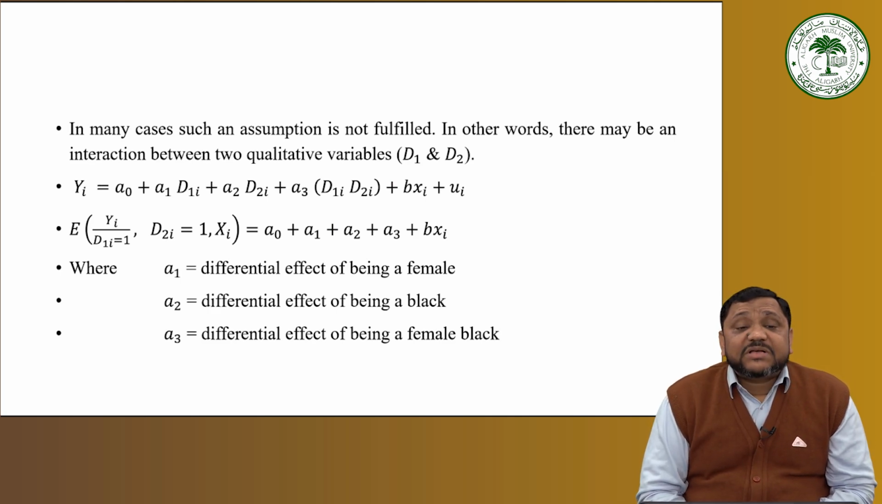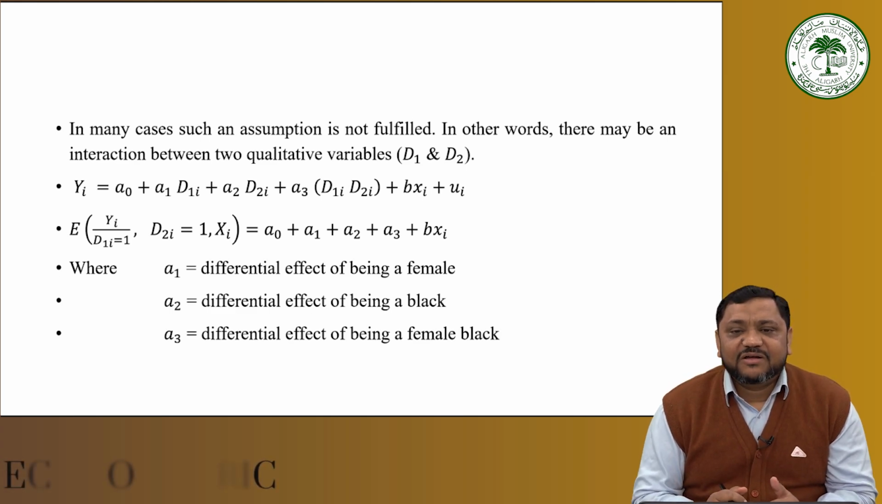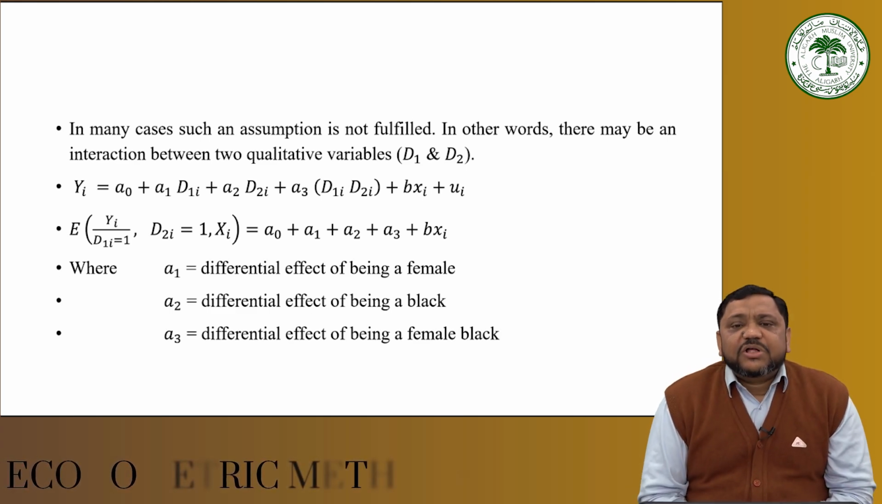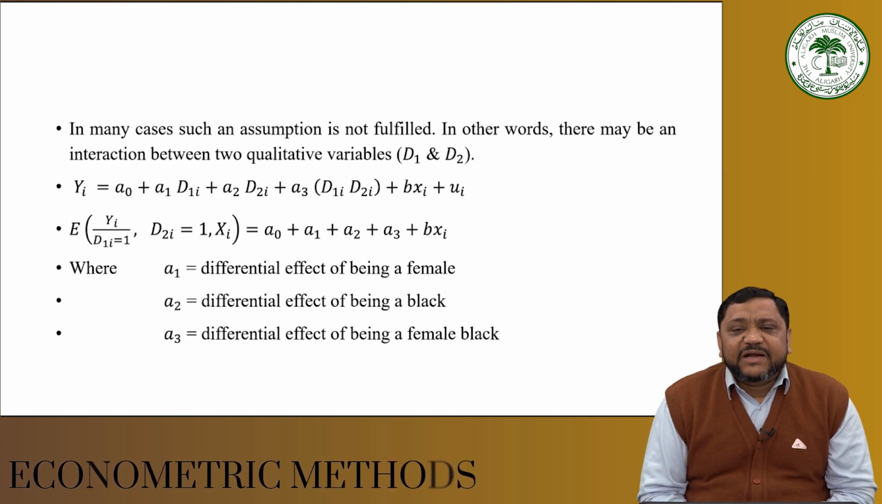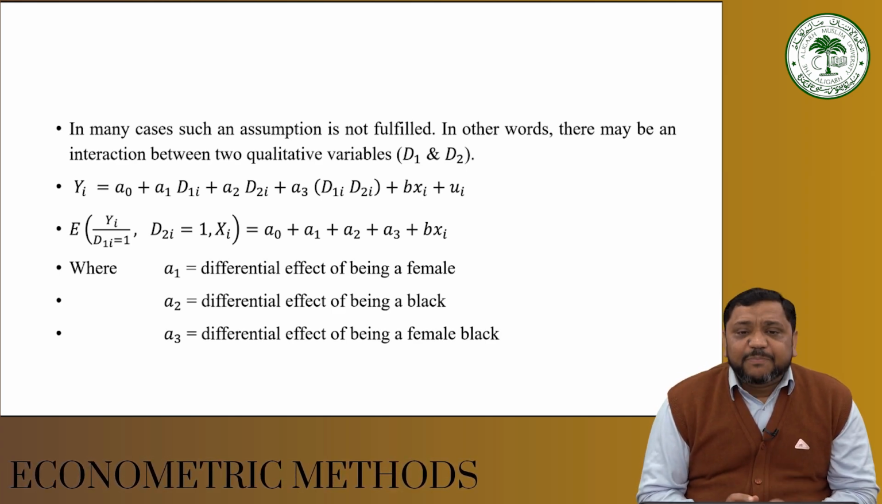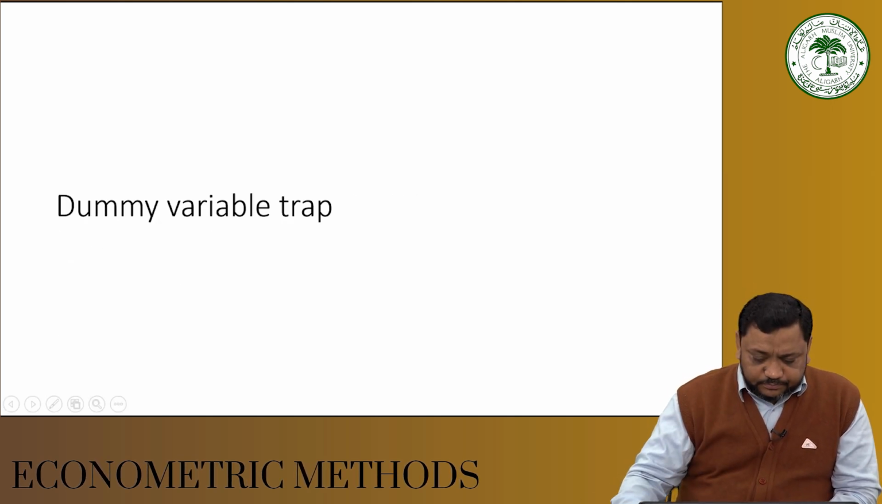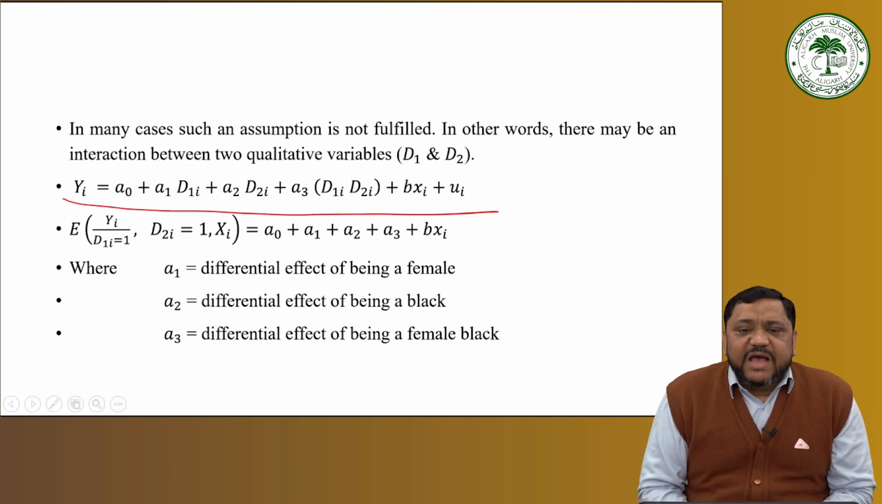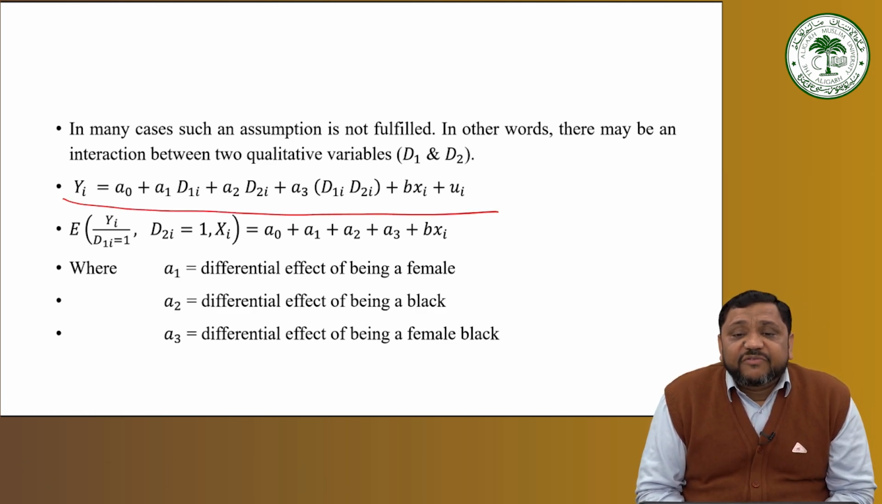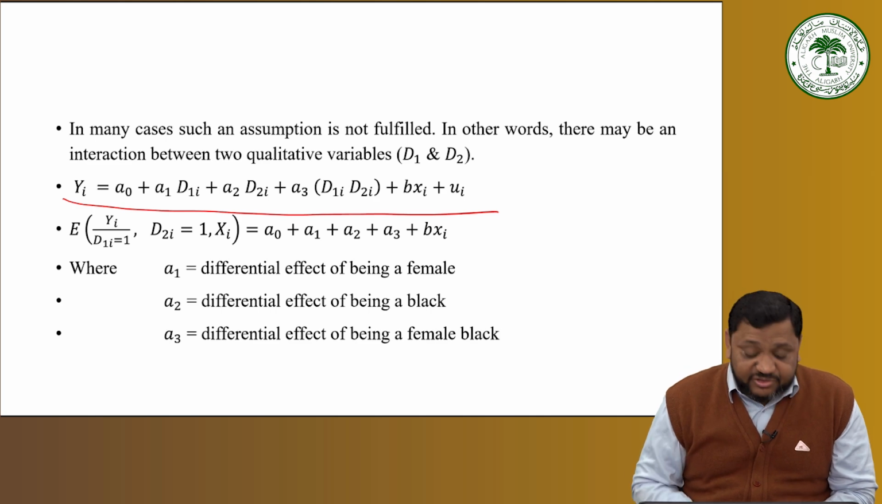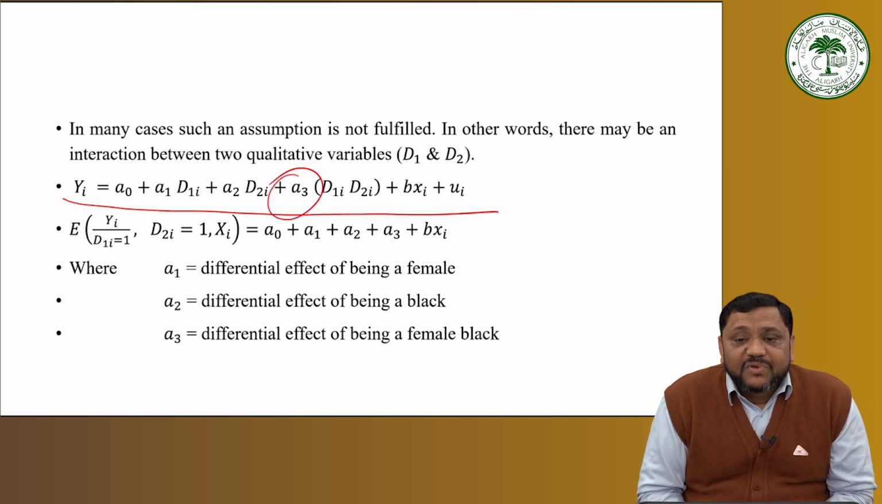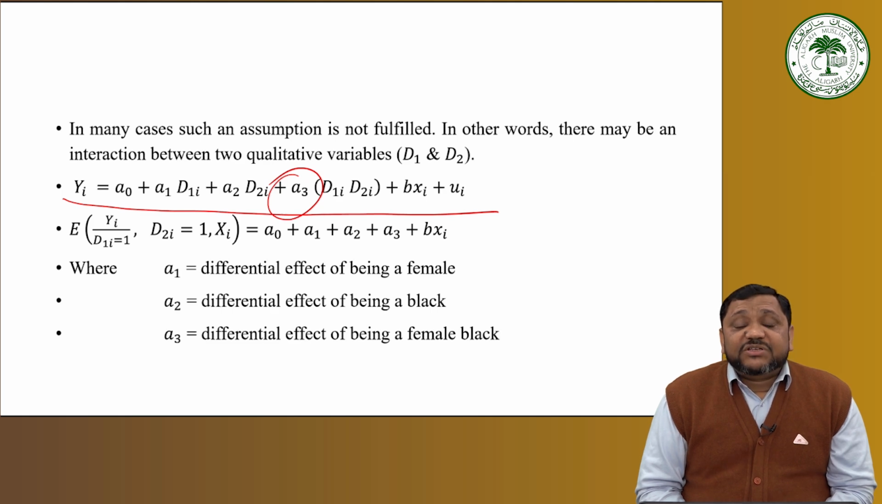But in many cases this assumption may not be fulfilled. In other words, there may be an interaction term between these qualitative variables, that is gender and race. So their effect may not be simply additive, but it can be multiplicative also. So in this equation, this shows that the mean wages of a female black differ by A3 from the mean wages of a female or a black.